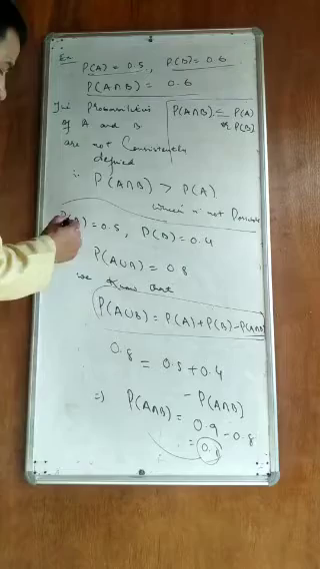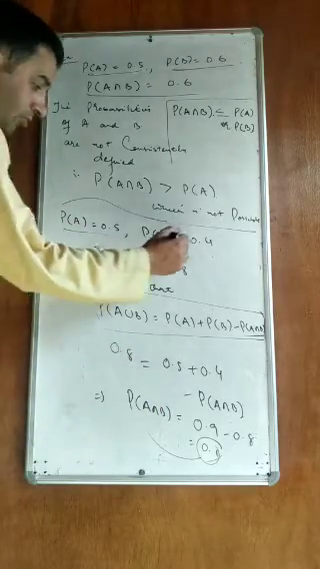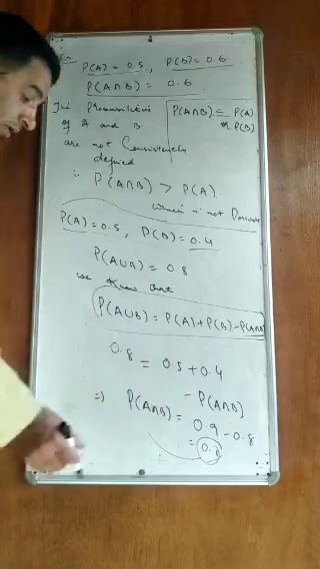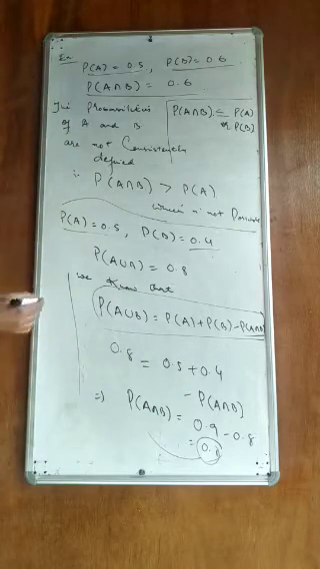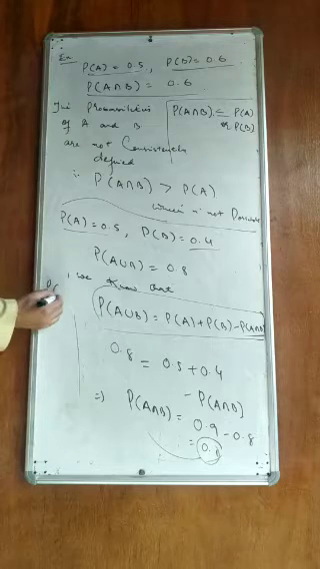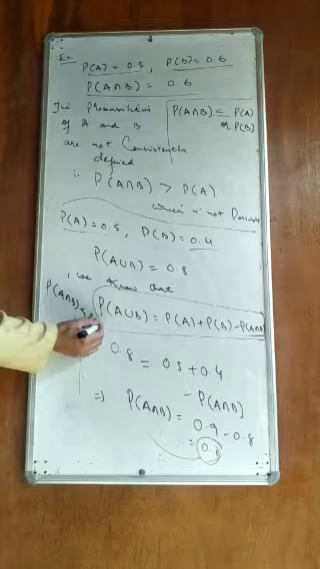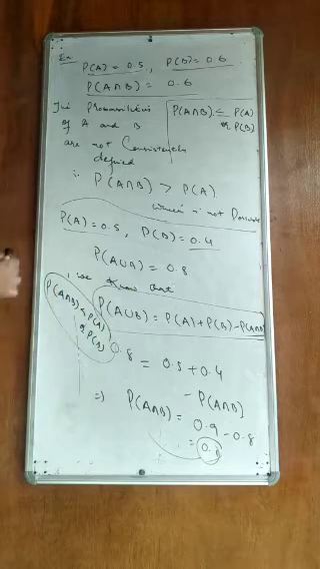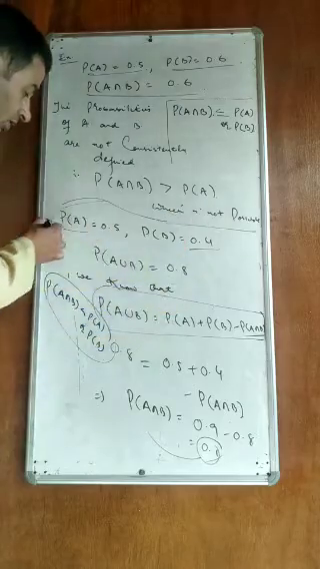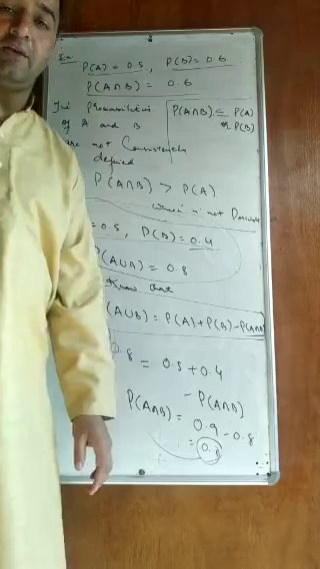Here look, probability of A is 0.5 which is greater than 0.1, and probability of B is 0.4 which is greater than 0.1, and 0.1 is the probability of A intersection B. So here we can write probability of A intersection B is less than probability of A or probability of B. So we can say here these probabilities are consistently defined.